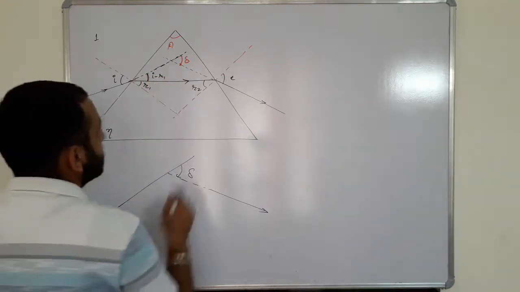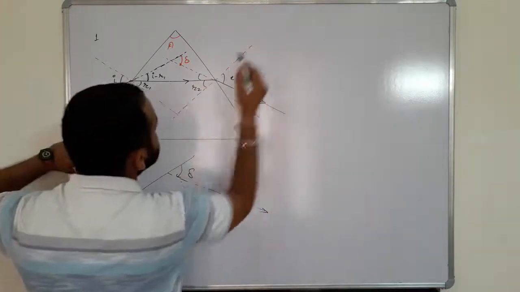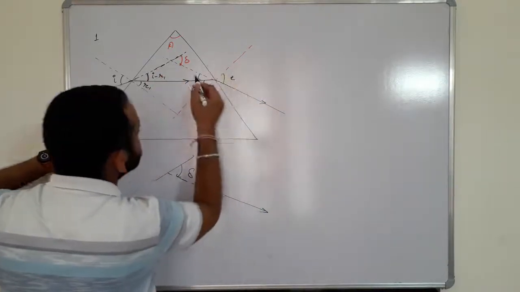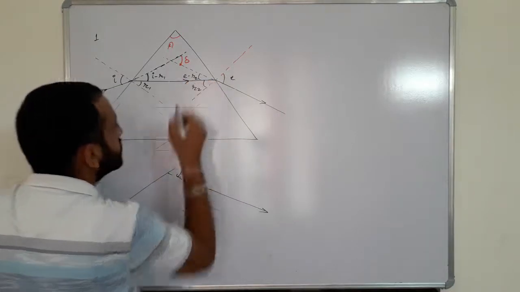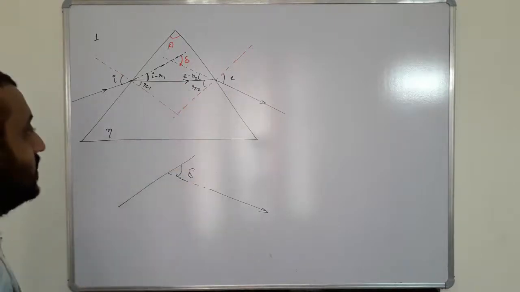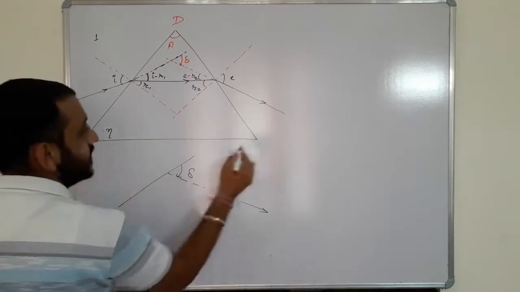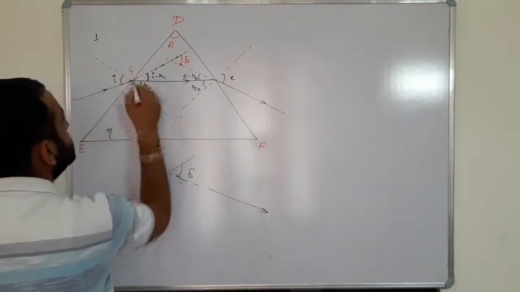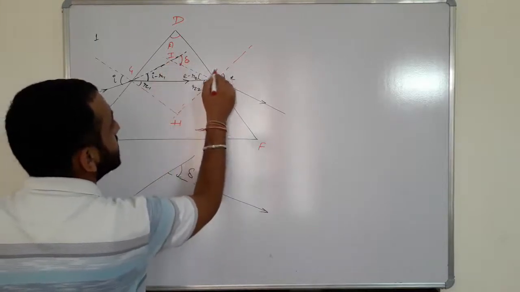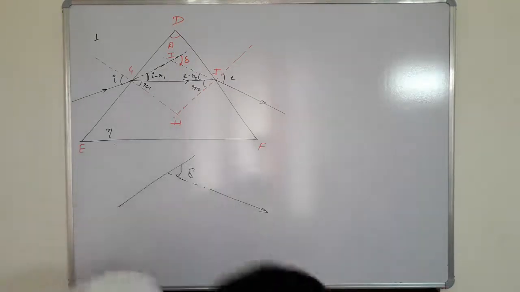Again, let's calculate this angle. This is a straight line, this is a straight line. So this angle will be E minus R2. Hope you got this. Let's mark the points now. Suppose D, E, F, G, H, I, J. These are the points. We need these points, that's why we have marked them.